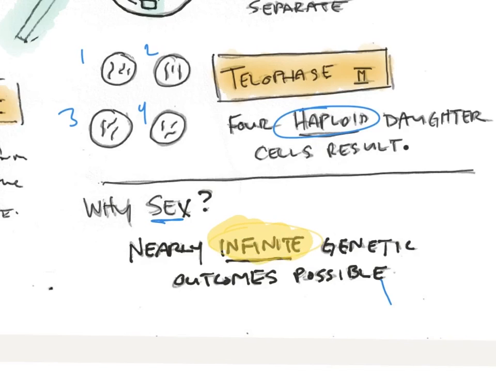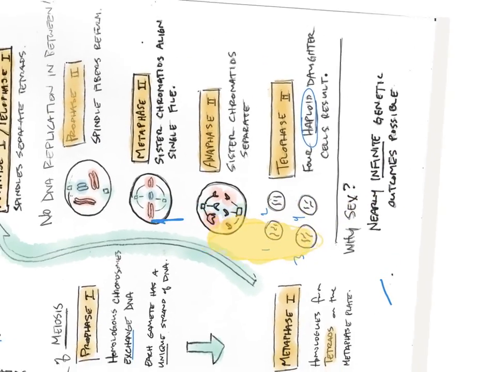I'm going to highlight that even bolder. So we've got trillions and trillions of combinations that there could be to form that new individual, and that genetic variation is an evolutionary advantage for these sexually reproducing species. So that's meiosis in a nutshell.